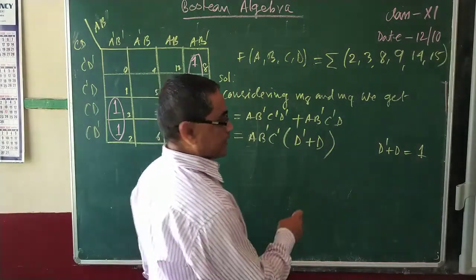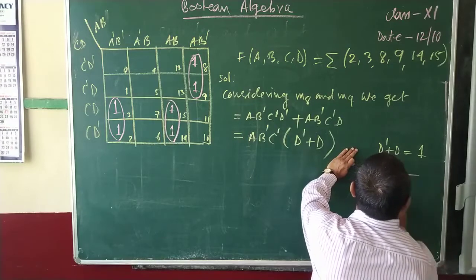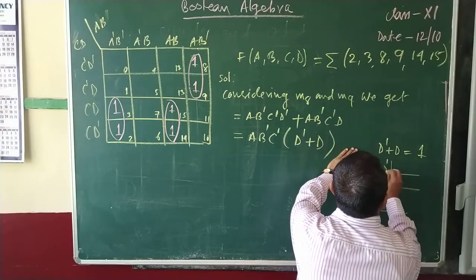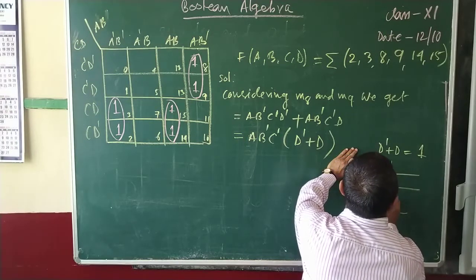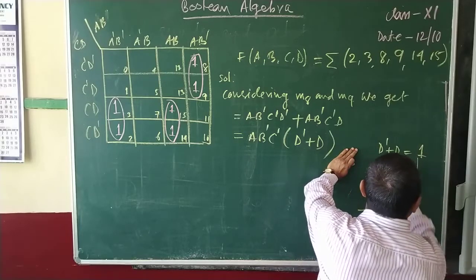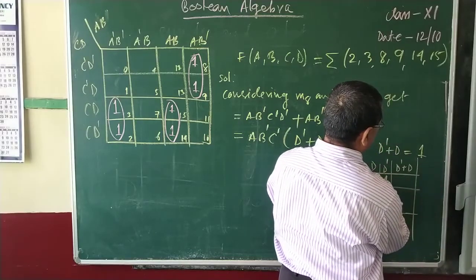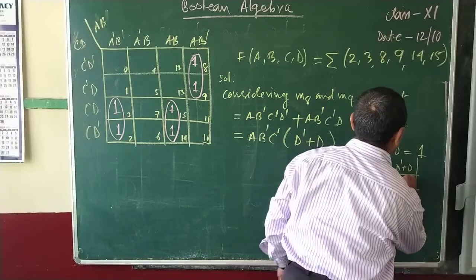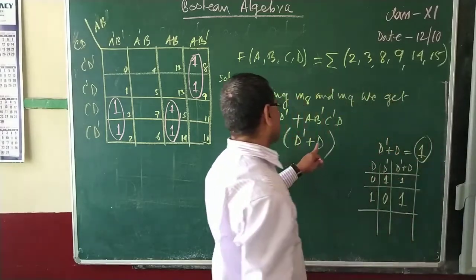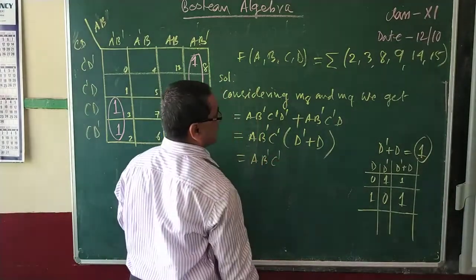If you want, I can show it here also. Say this is your D and this is your D complement. If D is 0, D complement will be 1. If D is 1, D complement will be 0. Now you make an OR between these two. Here in both cases the result is 1. OR means if one of the switches is on, the power will go. So D complement plus D equals 1. That means the ultimate result is A B complement C complement.